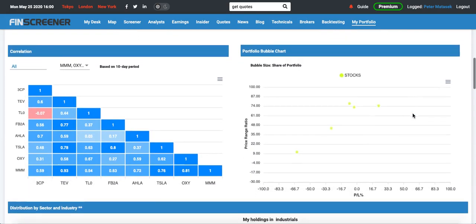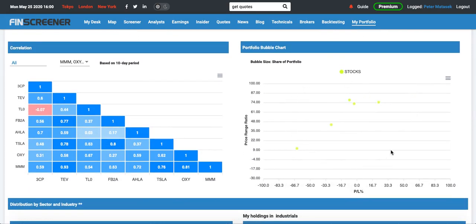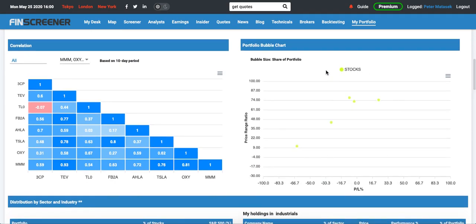The portfolio bubble chart shows the portfolio in various dimensions at the same time. The size of the bubble represents the share of the security in the portfolio. The color represents the type of the security, the x-axis represents the performance of the security, and the y-axis represents the relative price to its 52-week range.